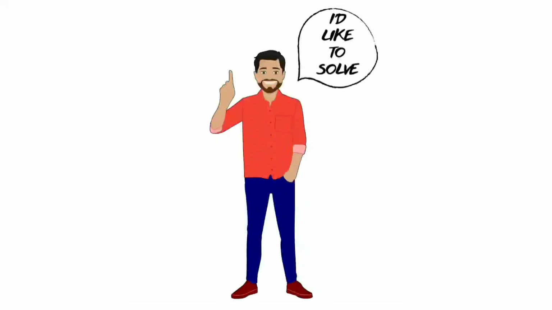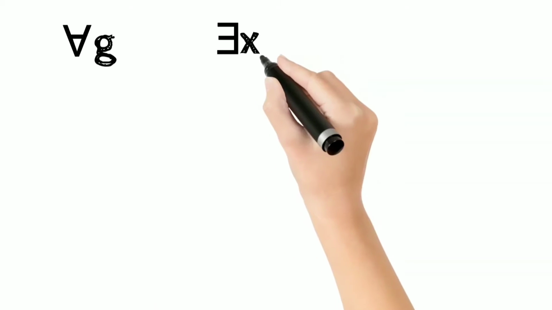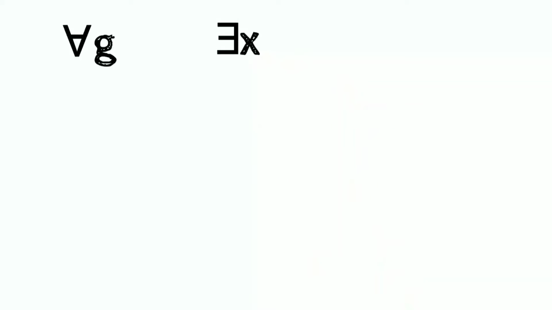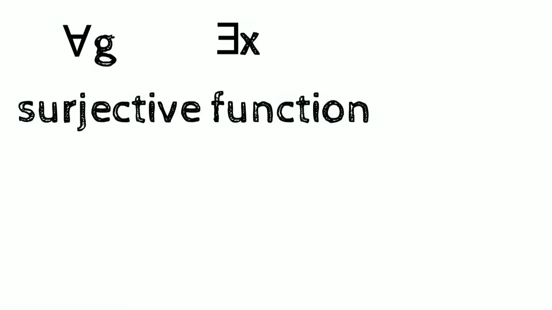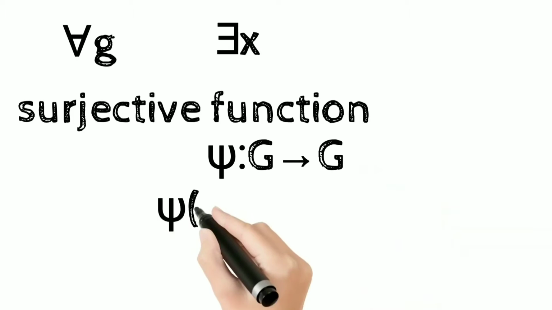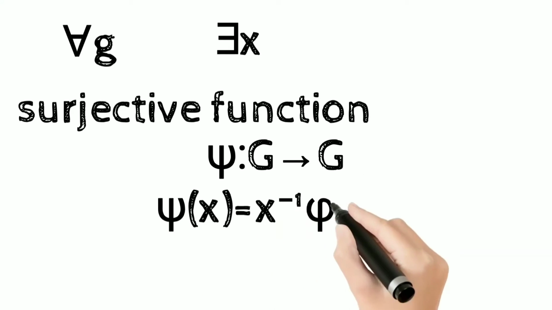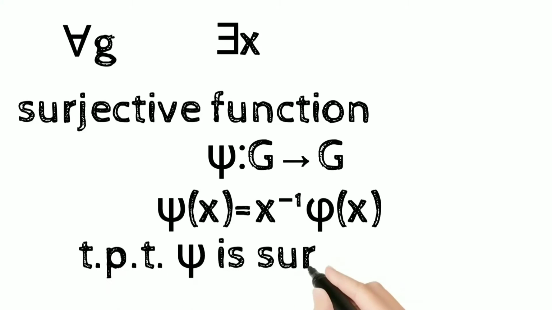Before starting the solution, please give this problem a try. In this form, I can see the words like for all elements, there exists an element. These words also appear in the definition of a surjective function. So we just have to define a function, say psi from G to G, such that psi of x equals x inverse phi of x, and prove psi is a surjective function. But now the question is how to prove ontoness of psi.